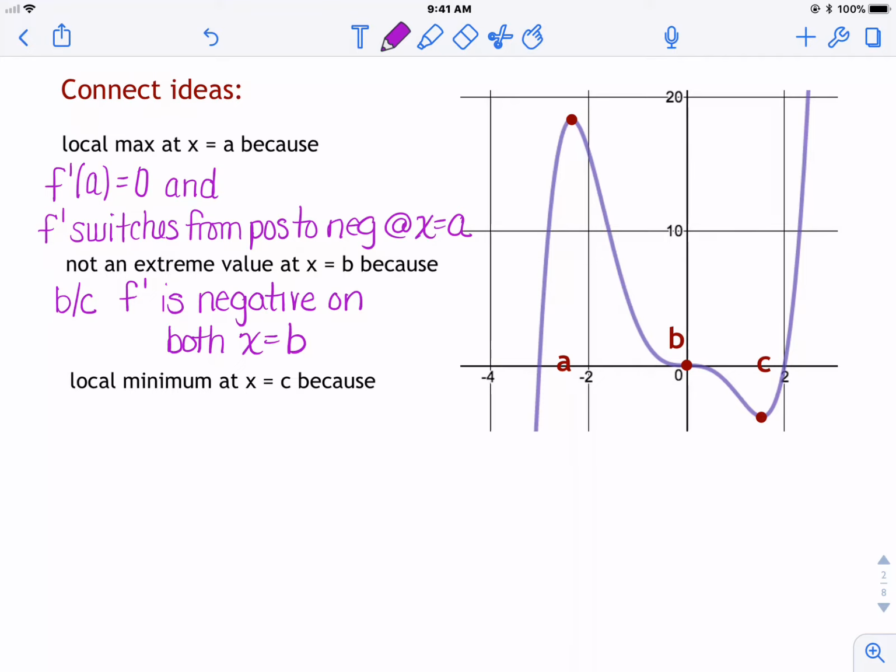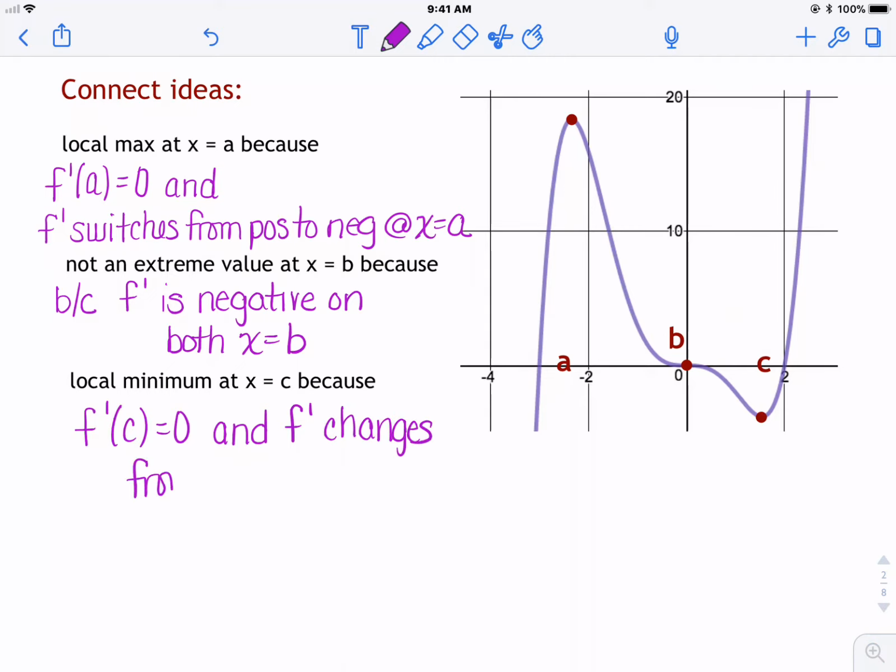We want to explain why we have a local minimum at x equals c, again, without using the graph as our evidence. We could say something like, we know that f prime at c is 0. That makes it a critical point. And then why is that critical point our relative or local minimum? Because f prime changes signs from negative to positive at x equals c.